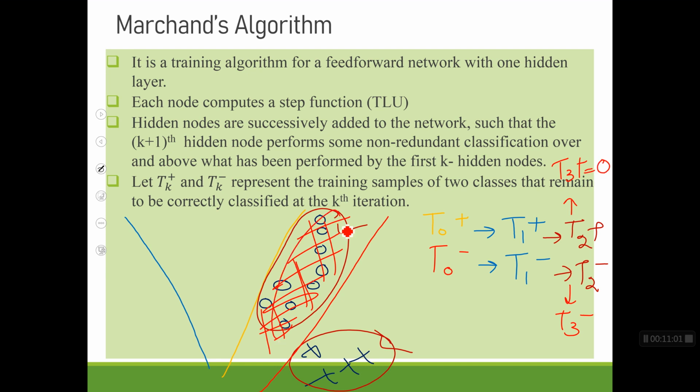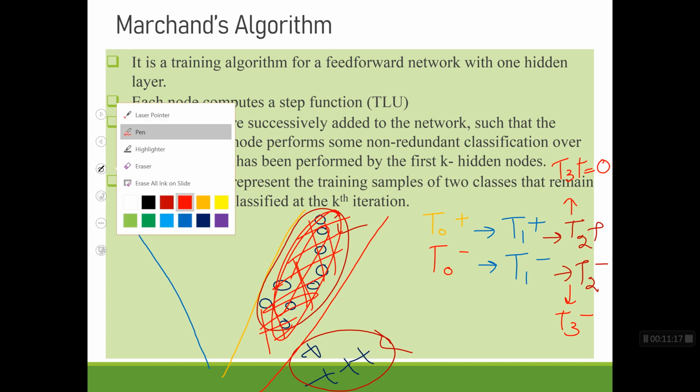So what is T3 plus? T3 plus will become 0 because this full set is gone now. So T3 plus will become 0. There are no patterns in the class of all circles. So basically what I get is that one of the classes will become empty.